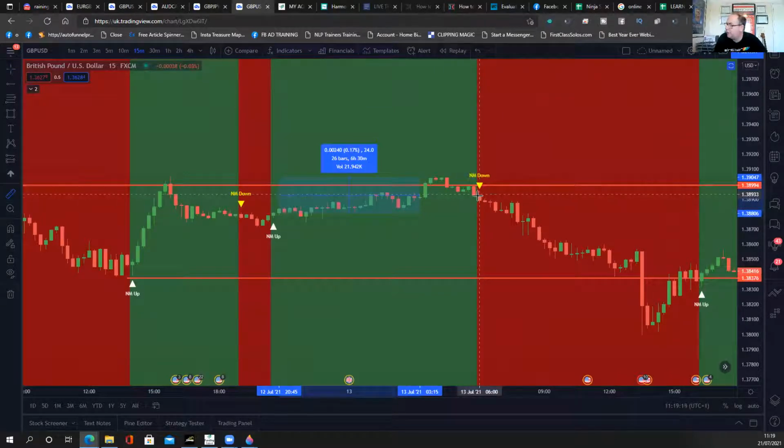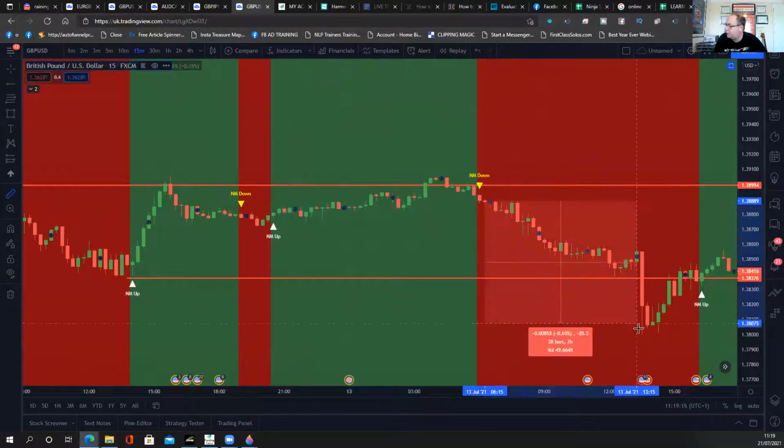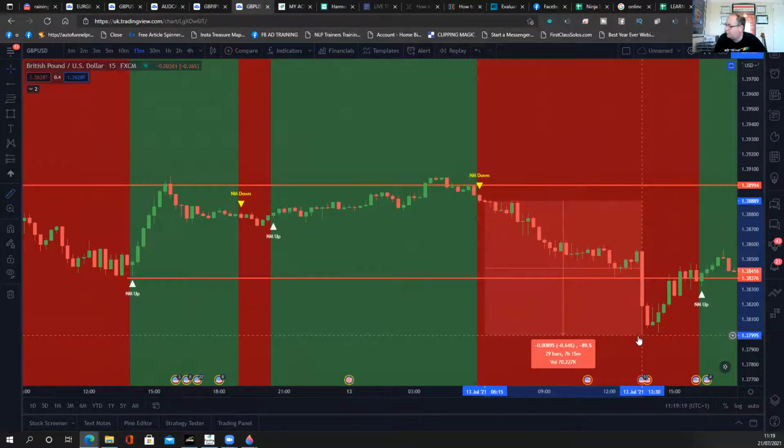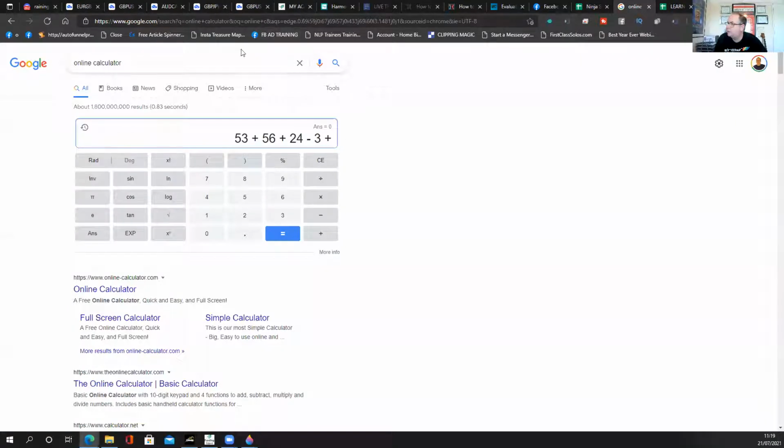So this one here, can't get in there. Have to get in on that candle. Potential here is 89 in 7 hours. 89 pips plus 89. What do you reckon, guys? One more?